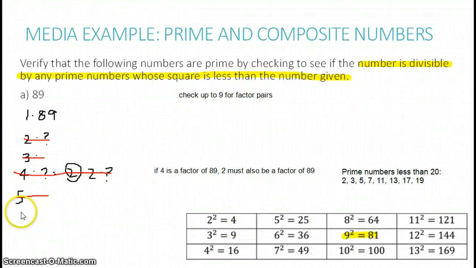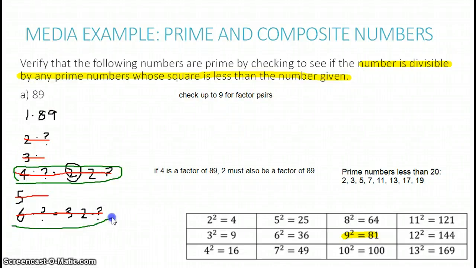Now, next we would check 6 if we were finding factor pairs. Okay, we're just checking to see if it's prime or not. Now notice, just like with 4, if a number was divisible by 4, it would also be divisible by 2. Well, 6 is 3 times 2. So, if 89 was divisible by 6, it would have been divisible by both 2 and 3, because we have the 2 and 3 here. And we know it's not because we already checked 2 and 3. So notice the pattern that's starting to appear here, which is what this piece says. We didn't really need to check 4 or 6.